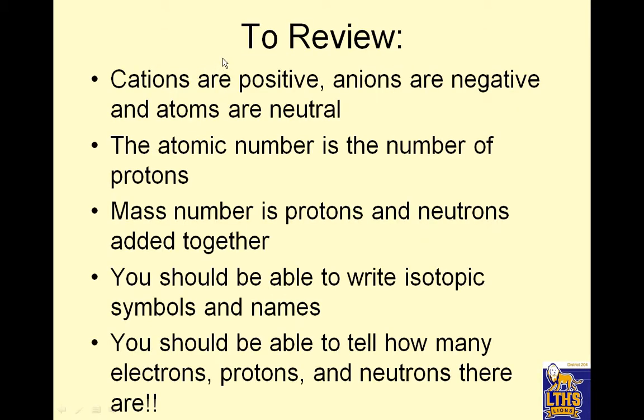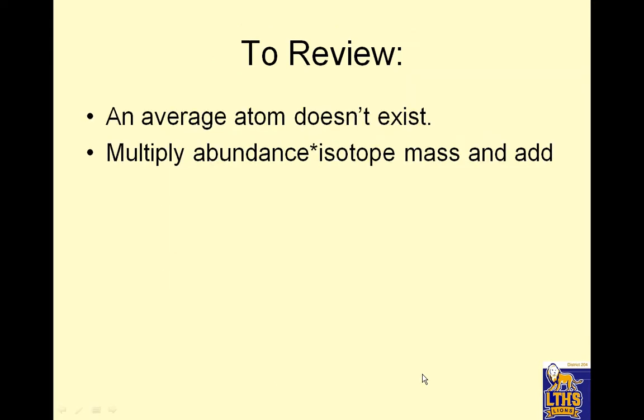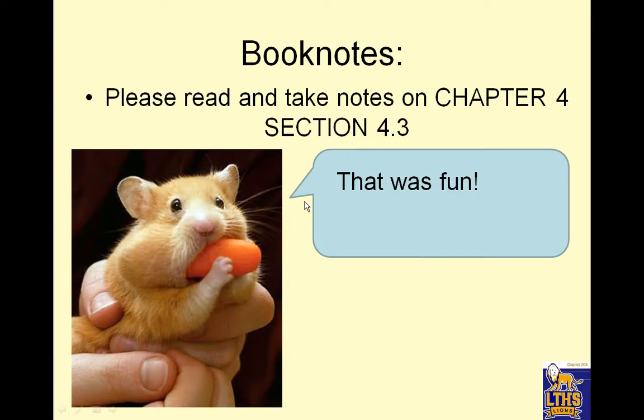Okay, so to review, cations are positive, anions are negative, and atoms are neutral because their plus equals their minus. Their protons equal their electrons. Atomic number is protons. Mass number is the heavy part of an atom. Mass number is the nucleus, so it's protons and neutrons added together. Make sure you can write the symbols and names of isotopes. Tell how many protons, neutrons, and electrons there are. Remember, average atoms don't exist in our world. You have to multiply the percent abundance times the isotope mass, add them all together, and then if you use this as a percent, divide by 100.